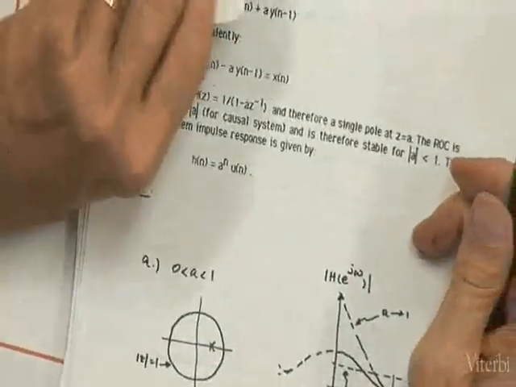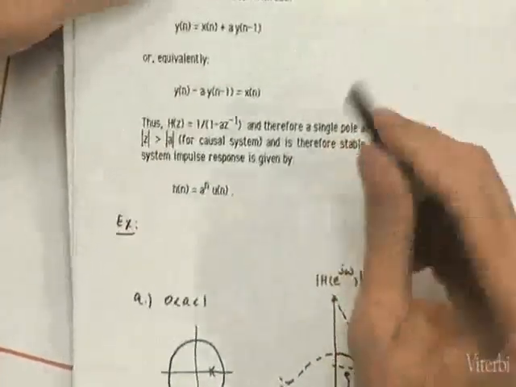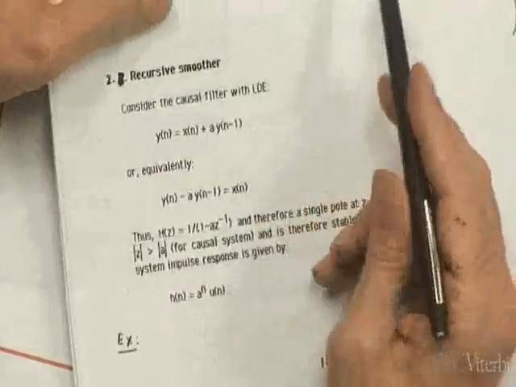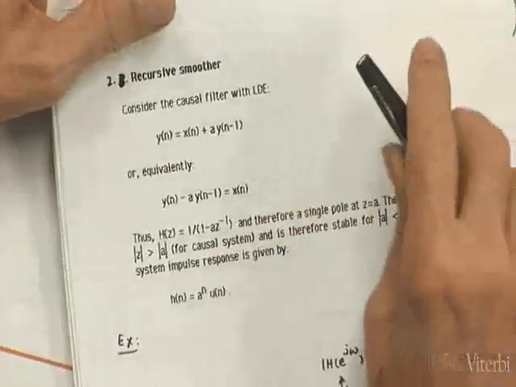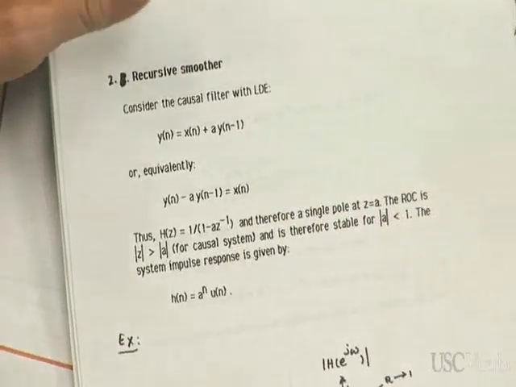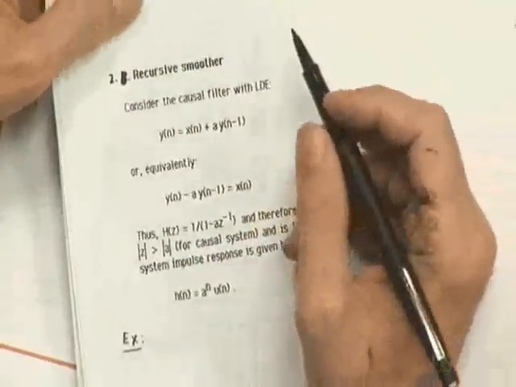I have stuffed this in here. I have one more minute. Recursive smoother. Here is a different approach to low-pass filtering, and we've already talked about it, so I can finish this example, and we'll start next time.